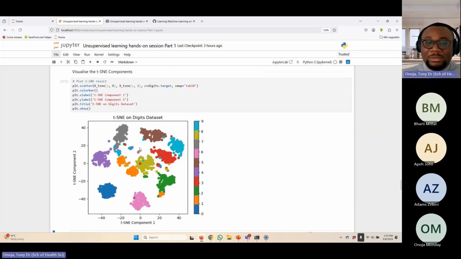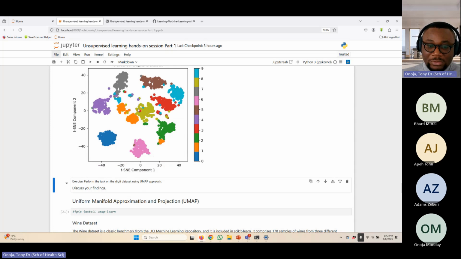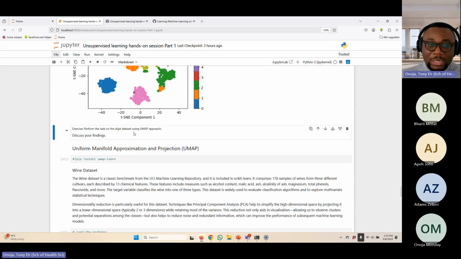So clearly, the PCA failed because it assumed linearity, but tSNE did perform well because it's using a non-linear approach. So your own task for the exercise will be to perform this approach using the UMAP. I know you'll be asking, but you haven't seen how the UMAP looks like.